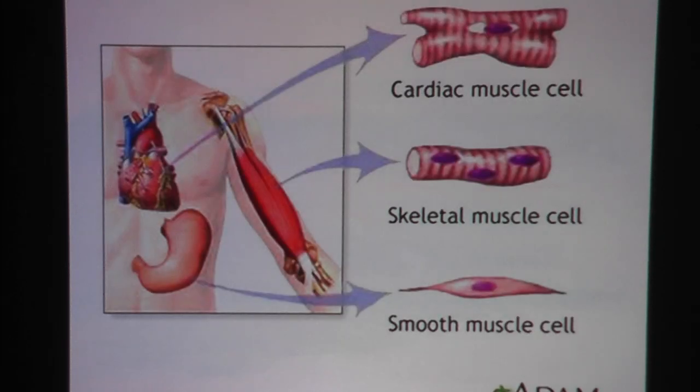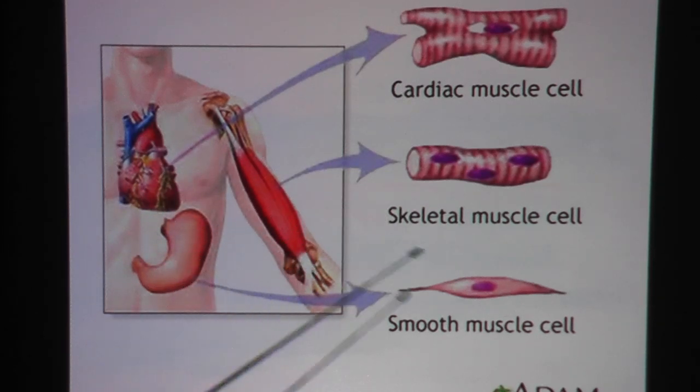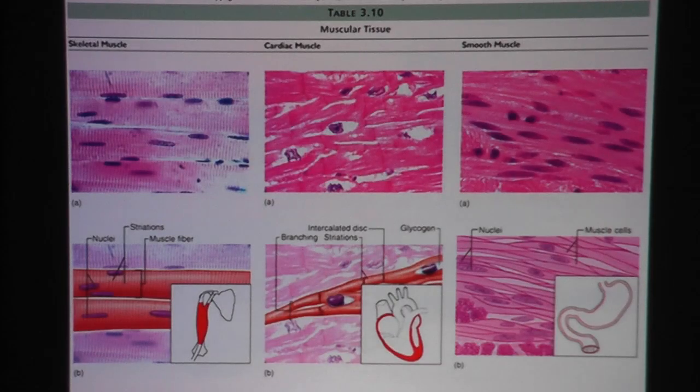Now, let's talk about where we can find them. Cardiac muscle in the heart. Skeletal muscle would be muscles that we can voluntarily and consciously are aware of contracting. And the smooth muscle would be the opposite. That'd be involuntary contraction. Here's a glimpse of the three types of muscle tissue side by side. Here, we're going to focus on cardiac muscle tissue.